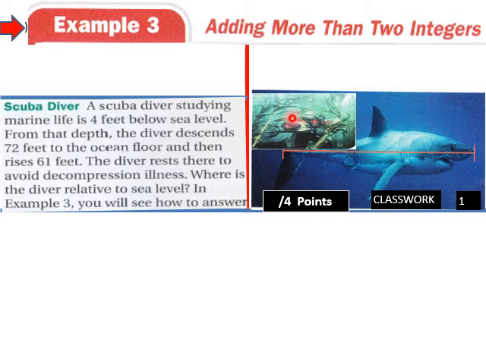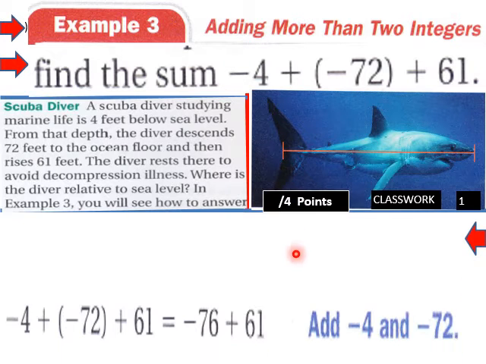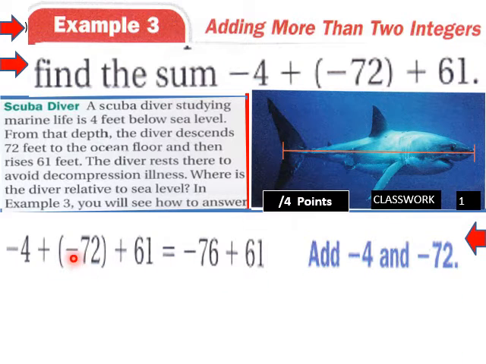So here's our diver, floating around between 4 feet to 72, then goes back up to 61. So basically, here's your setup. Here is the expression that describes the diver's activity. Started at -4, went down to -72, then back up to 61. So this expression describes the diver's activity: -4 plus -72 plus 61. So we can combine these two here.